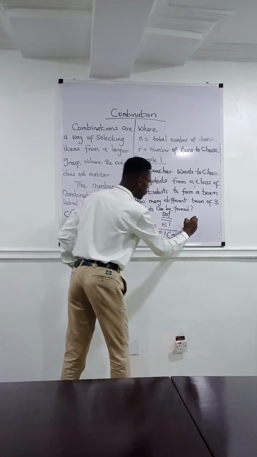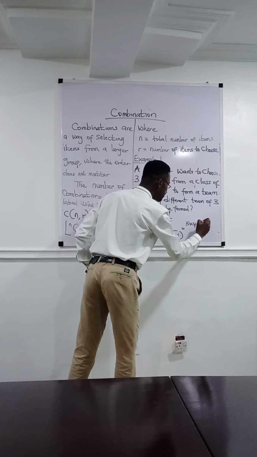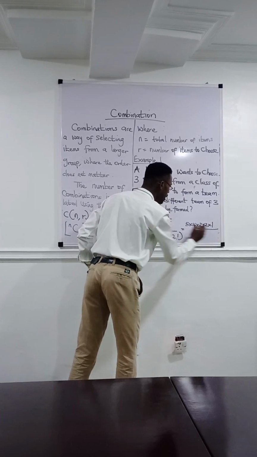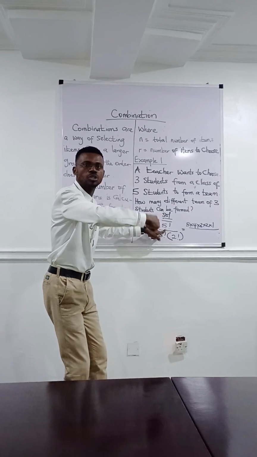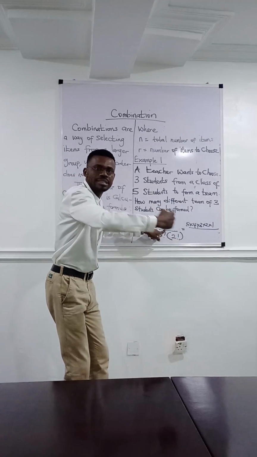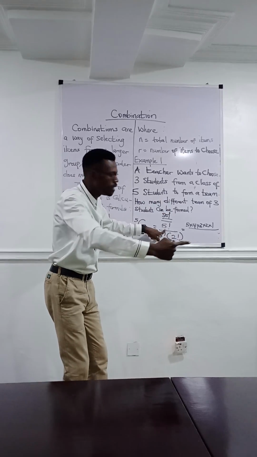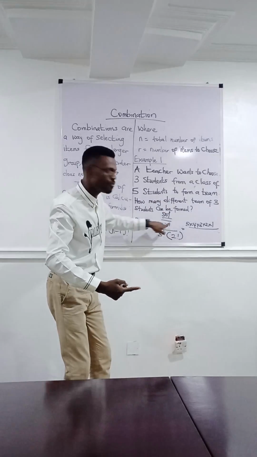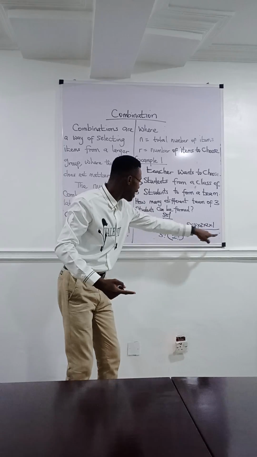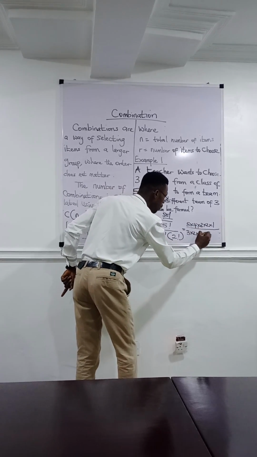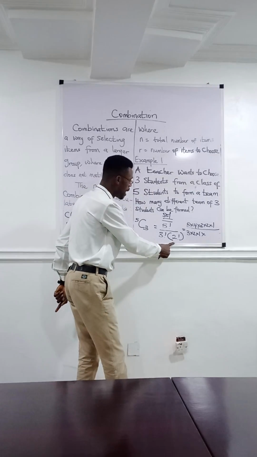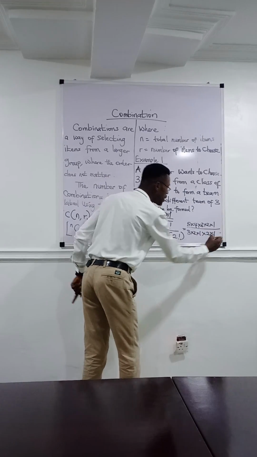So what is 5 factorial? 5 times 4 times 3 times 2 times 1. Remember I said factorial simply means multiplying that number with whole numbers less than that number until you get to 1. So from 5, less than 5: 4, 3, 2, and 1. Over 3 factorial. What is 3 factorial? 3 times 2 times 1, times 2 factorial. What is 2 factorial? 2 times 1.